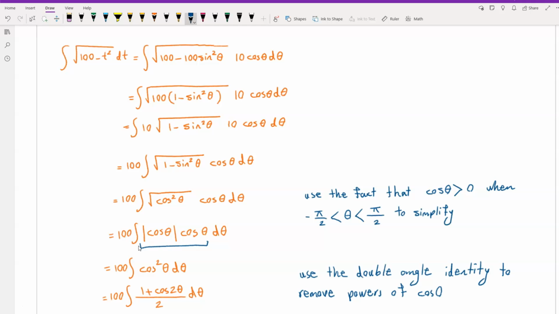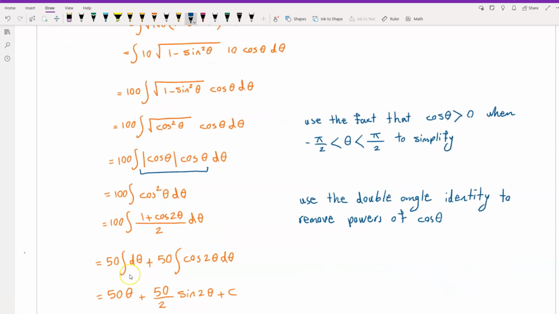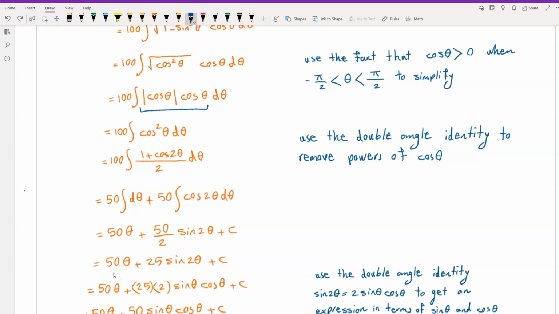And then we have to use the double angle identity to remove powers of cosine theta. So instead of cosine squared, I used 1 plus cosine 2 theta divided by 2. And then I simplified this part, so 100 divided by 2 is 50, multiplied by the integral of 1 times d theta, then plus, again, 100 divided by 2 is 50 times the integral of cosine 2 theta times d theta. Now integrate, so we have 50 times theta plus 50 divided by 2 times sine 2 theta plus c. So c is a constant.